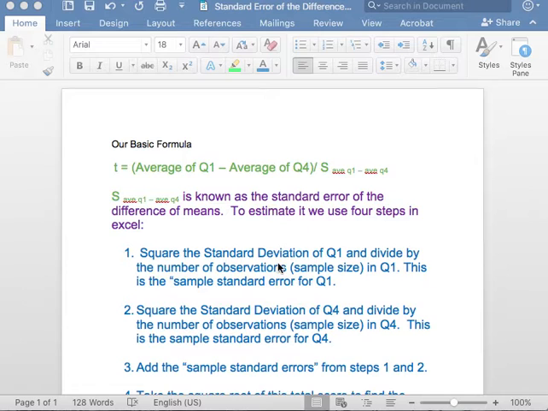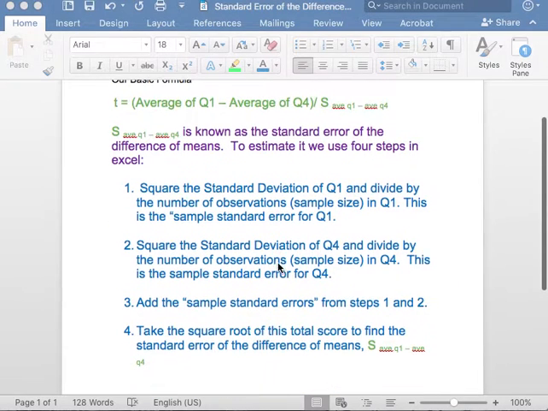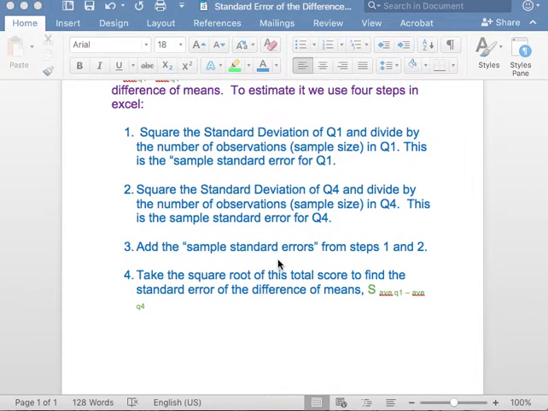The third step is really quite simple. We add the sample standard errors from steps 1 and 2. In a sense, these are really the sample variances at this point because they're squared. But the final step will take care of that, because in step 4 we take the square root of this total to find the standard error of the difference of means, or S sub average Q1 minus average Q4, as I've previously stated. So these are the steps we're now going to move into Excel to do.